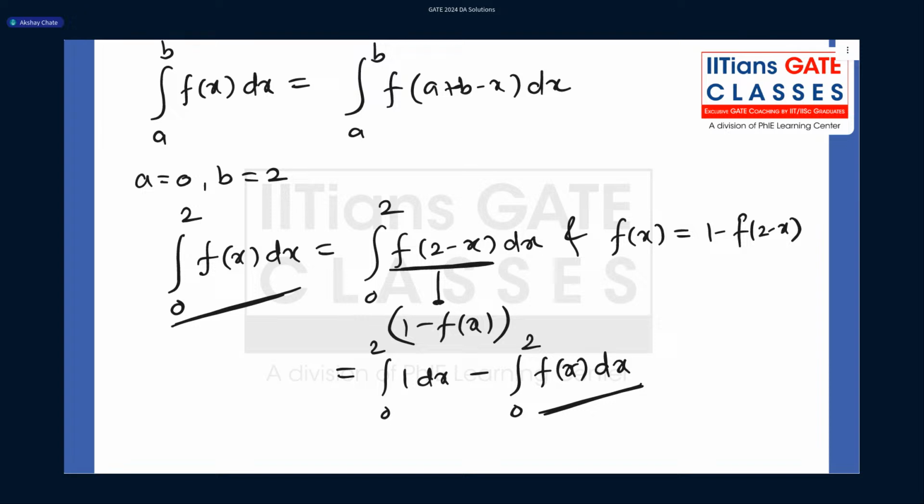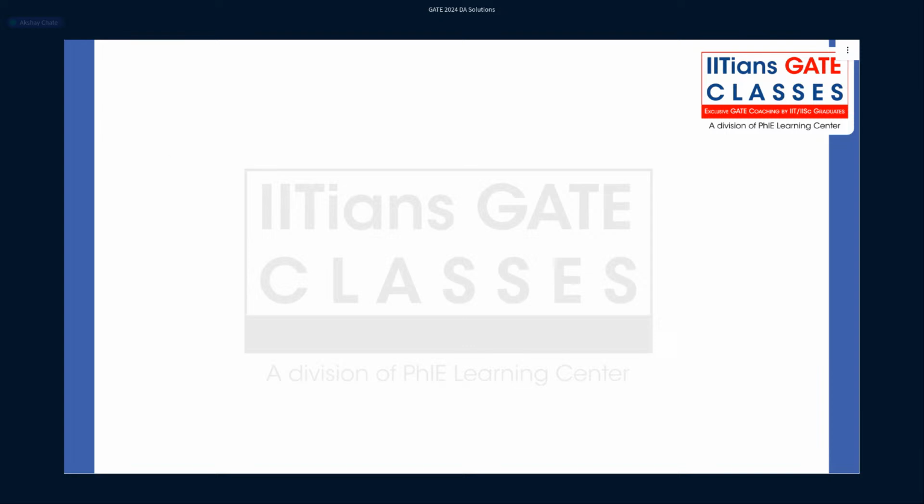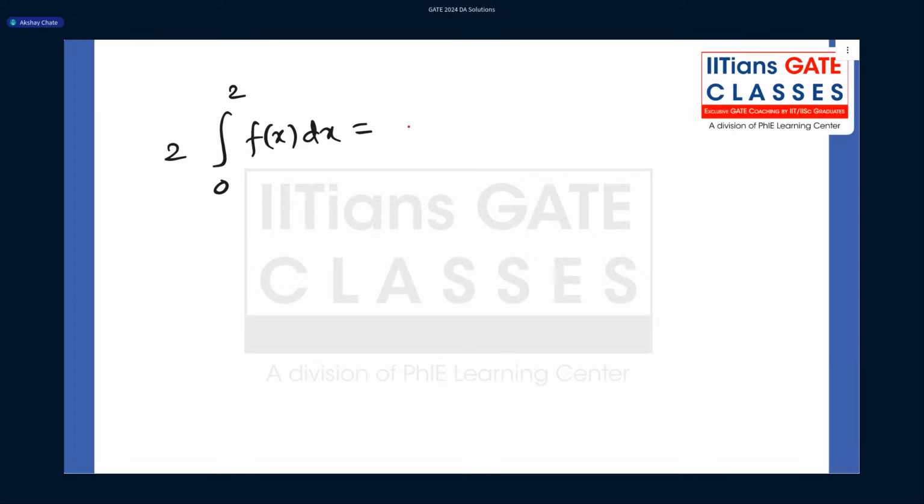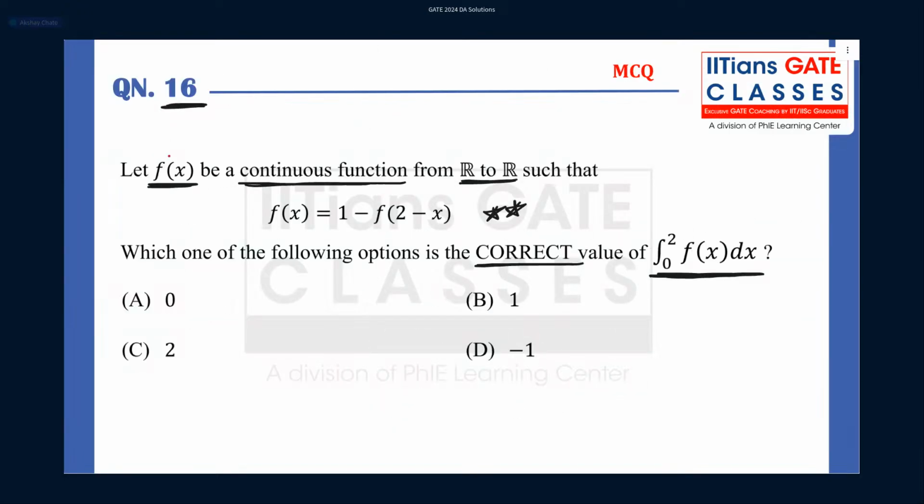So when this term comes to the LHS, it will be 2 times. So you'll have 2 times the integral from 0 to 2 of f of x dx equal to the integral of 1 between 0 to 2. So that will be x, and x goes from 0 to 2. So basically 2, and therefore your integral will be equal to 1, and that is your answer. Okay.